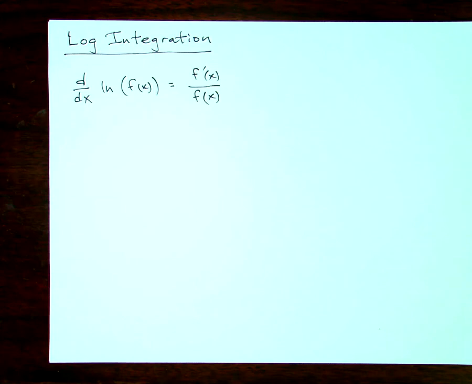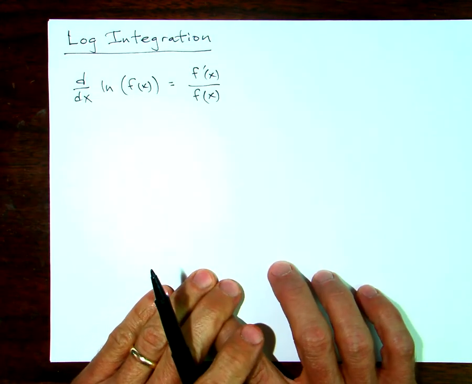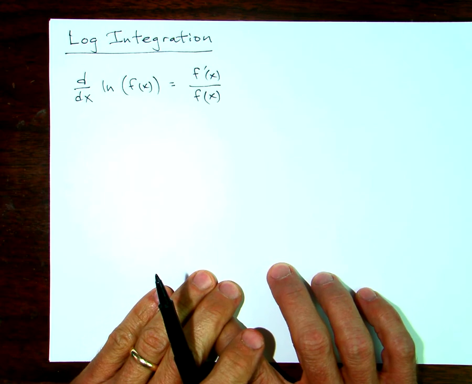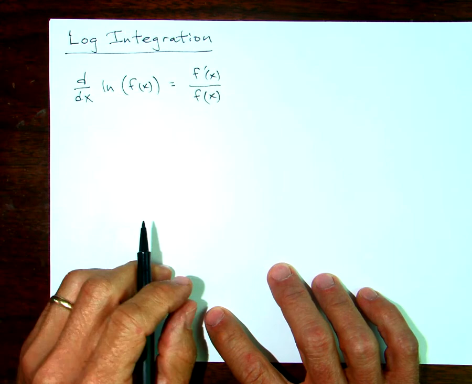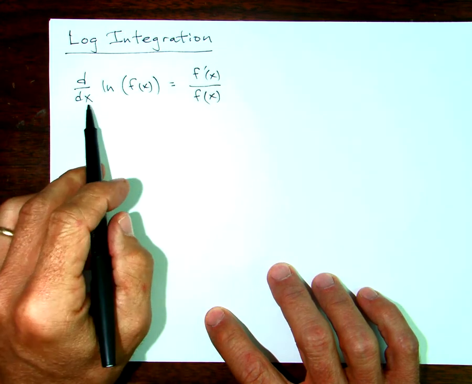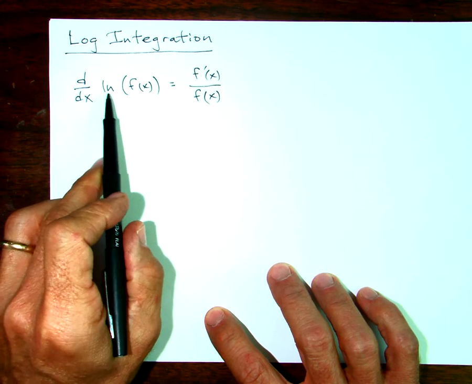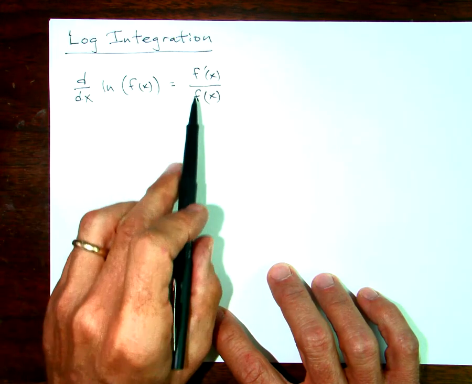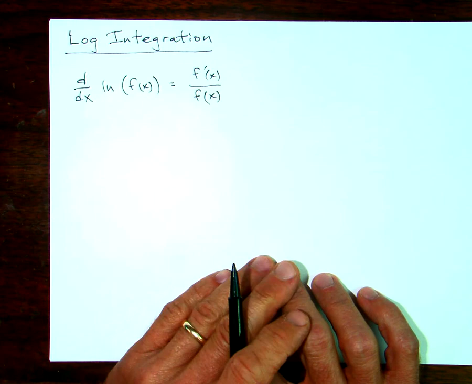In this video lecture, I want to talk about log integration, which kind of sounds like a separate thing, but really it's just a special case of U substitution. So I want to start with what we know from Calculus 1 about taking the derivative of natural log of a function. We know that derivative is going to be the derivative of the function over the function, just by the chain rule. This is something that we've done quite a bit in Calc 1.